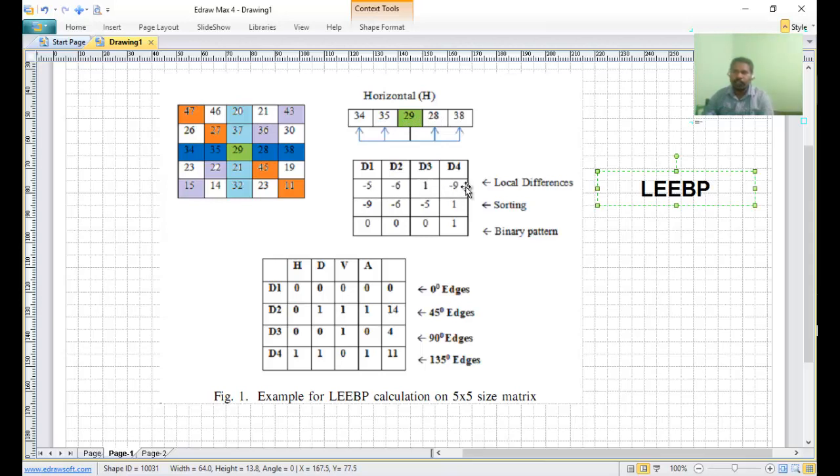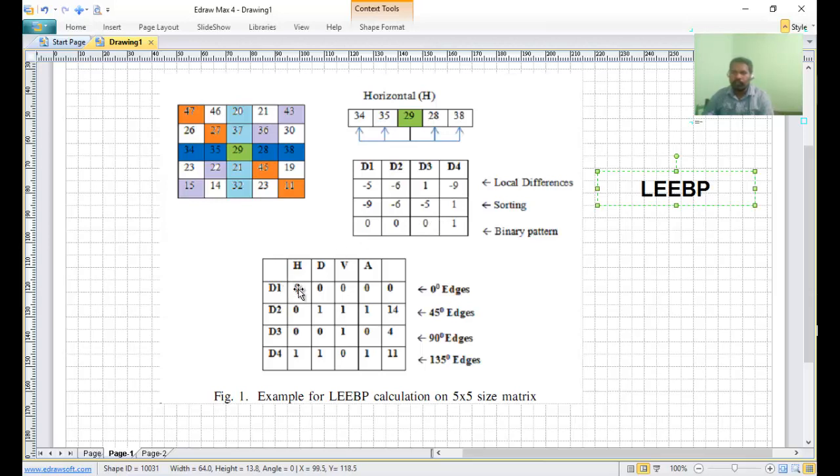So first of all we have taken the local difference. Second, we sort the values in ascending order. Then we convert negative values to 0 and positive values to 1. Normally in the LEPP method we consider different degrees like 0 degree, 45 degree, 90 degree and 135 degree. Each degree is obtained from each and every value. So now the D1 value is 0, 0, 0, 1.